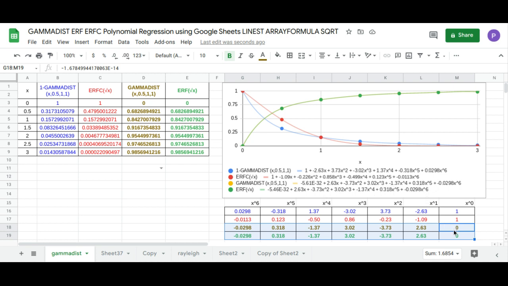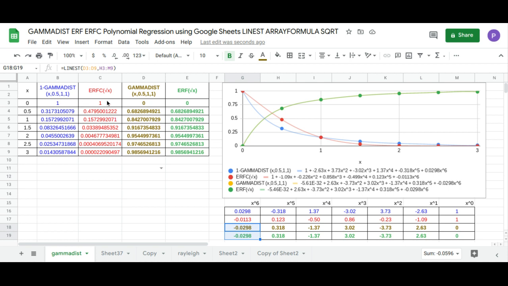So we have 0 for this. This is 0 times 10 to the minus 32, 2.63. And this is minus 3.73. And this is 3.02. This is minus 1.37. And this is 0.318. And this is minus 0.0298.